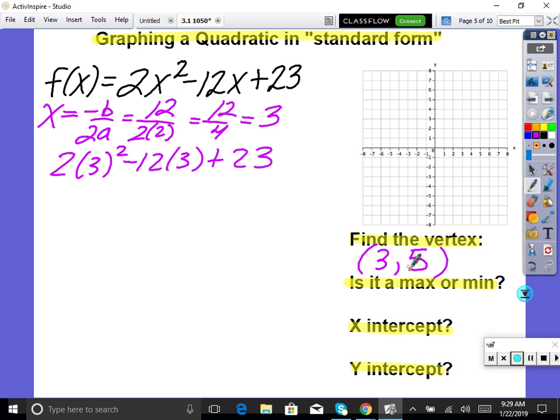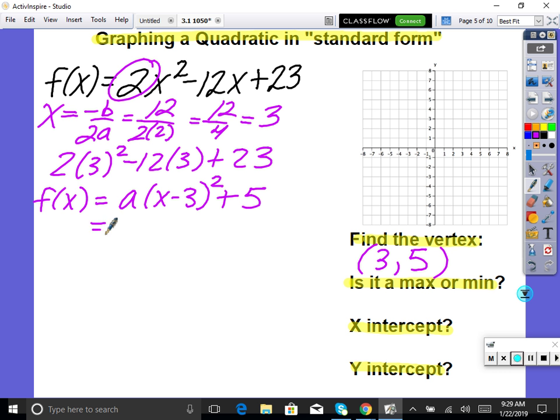Okay, now we know our vertex. So you'd say f of x is equal to a times x, and then it's right 3, so minus 3 squared, up 5, plus 5. Does everybody see? Now a should be the same as this a, so we just got to go down and say actually it's 2 times x minus 3 squared plus 5. That's it. It's not anything super hard.